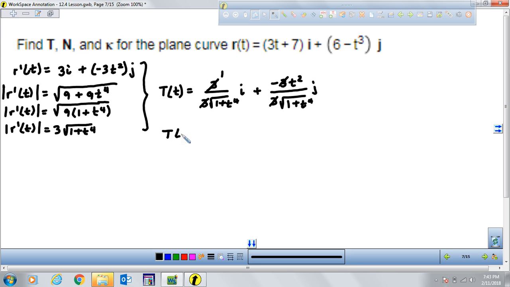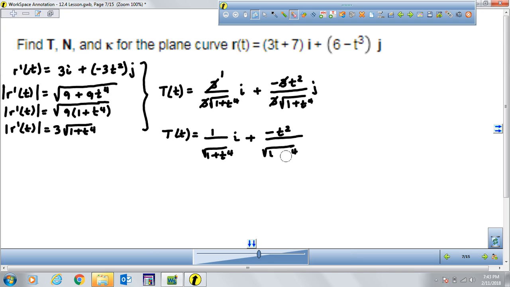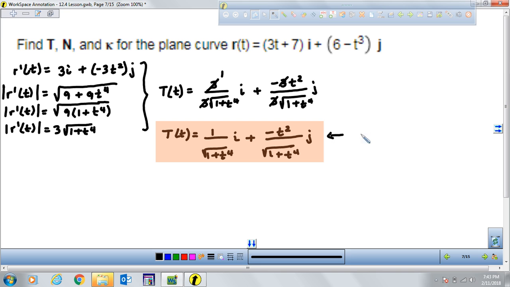So the unit tangent vector is going to be given by 1 over the square root of 1 plus t to the fourth i plus negative t squared over square root of 1 plus t to the fourth j. Let me just correct that because it looks weird. And that is our unit tangent vector.